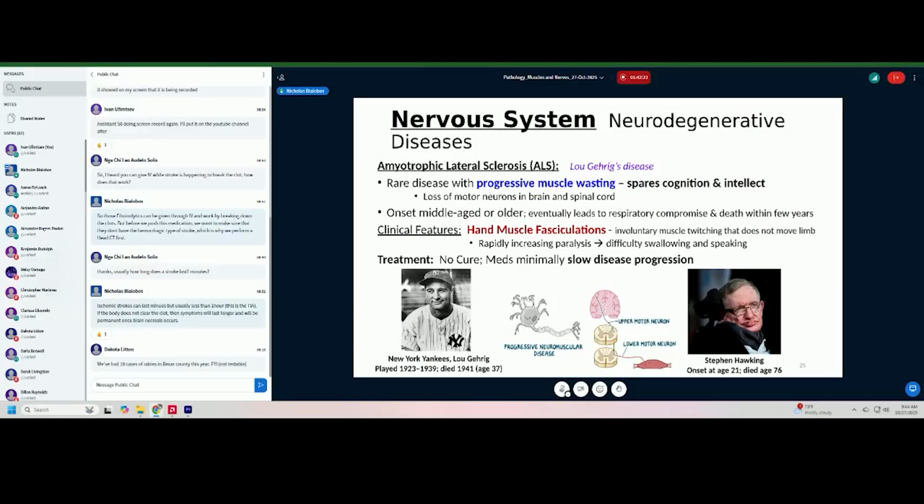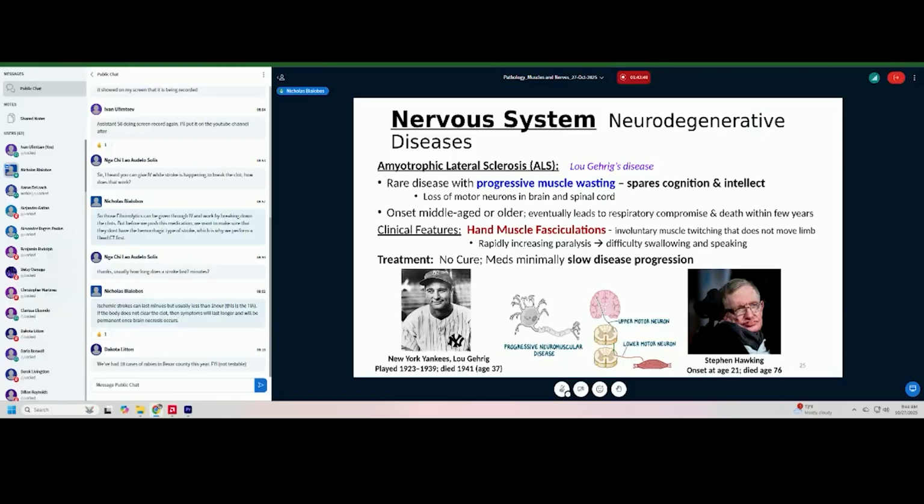All right, last one, ALS, so amyotrophic lateral sclerosis. Lou Gehrig's disease is another name for this. With this one, it's a muscle wasting disease, but the problem is not at the muscle. The problem is that the body starts attacking the upper and lower motor neurons. The upper motor neurons tell our lower motor neurons to do things, right? And then those lower motor neurons tell our muscles to move.